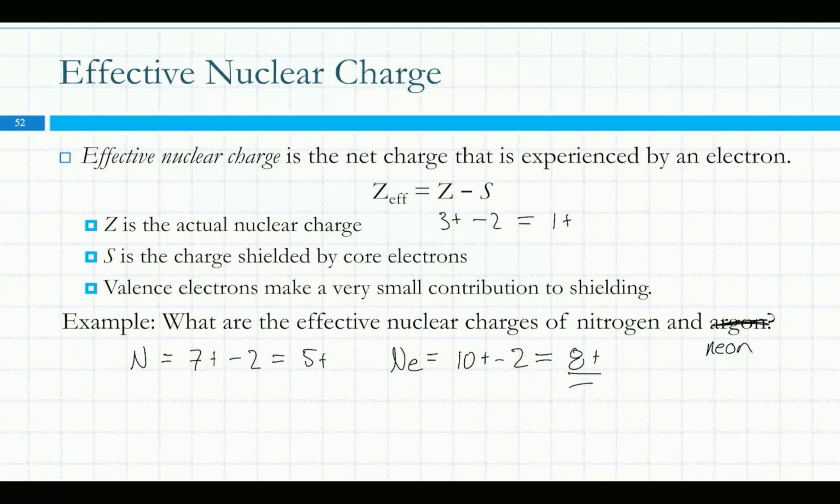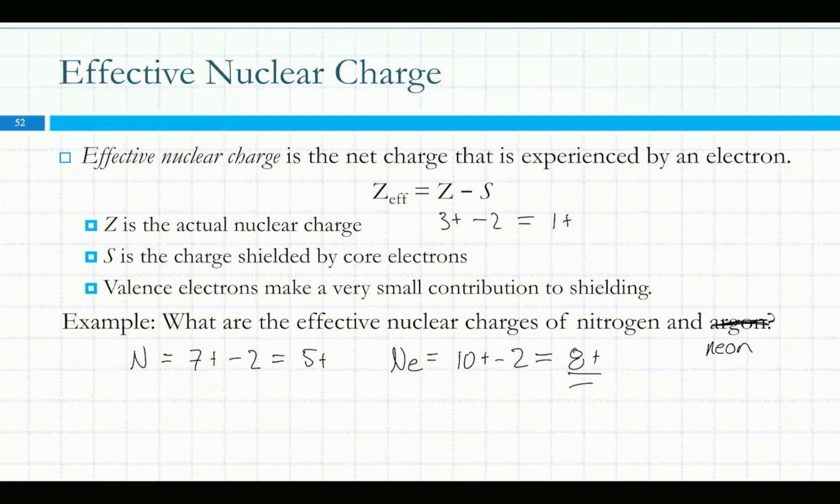So remember, the electrons have negative charges, the core is a positive charge. So the electrons around nitrogen are only feeling a 5+ charge, whereas the outer valence electrons around neon are feeling an 8+ charge. So it's like having a stronger magnet, and it pulls them closer to the nucleus. So as you go across, the effective nuclear charge increases.